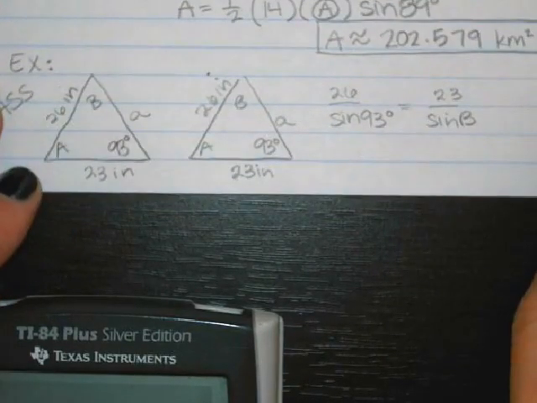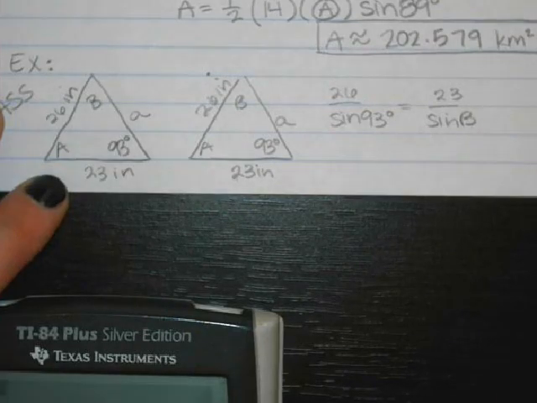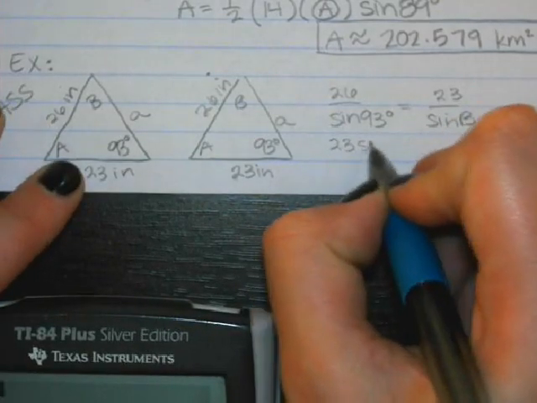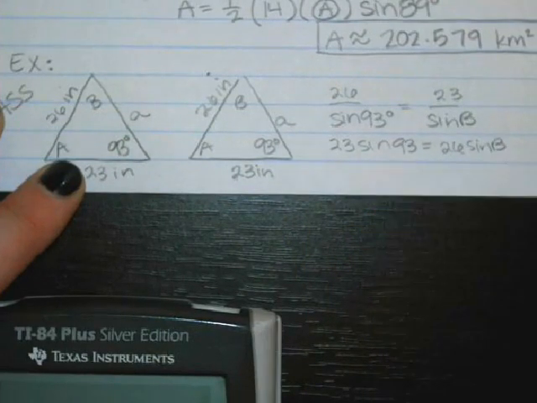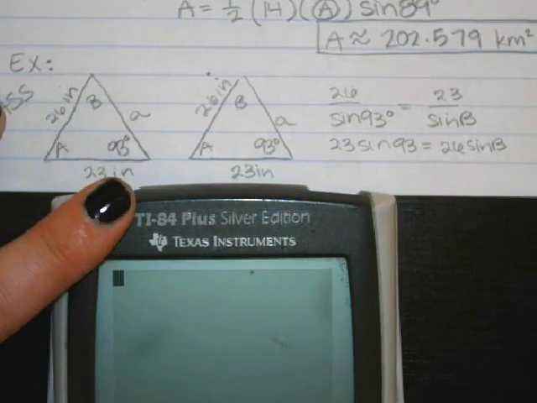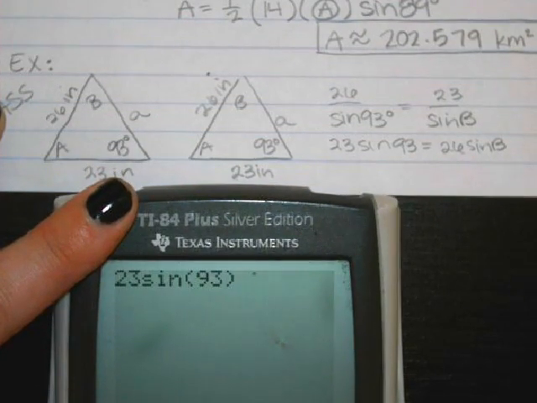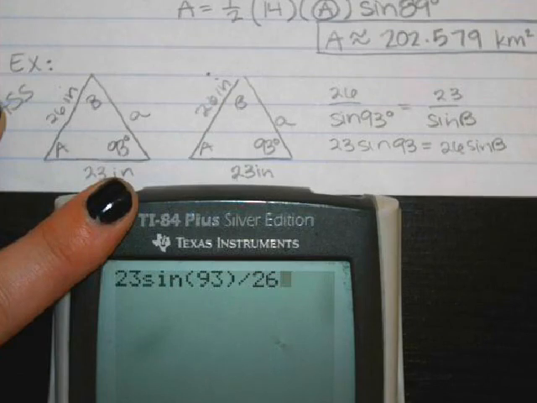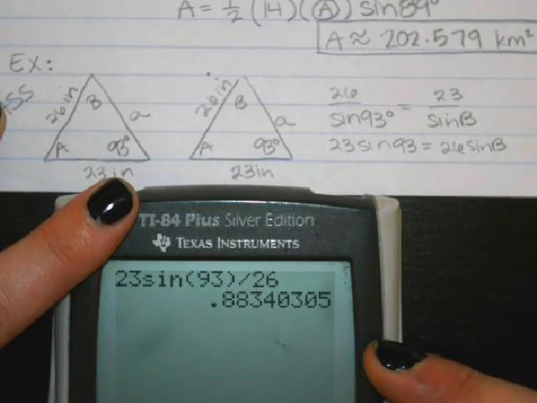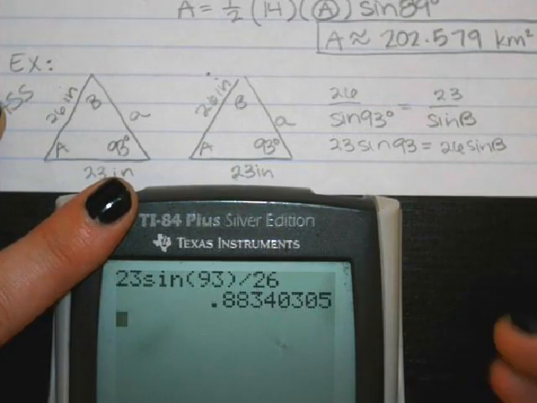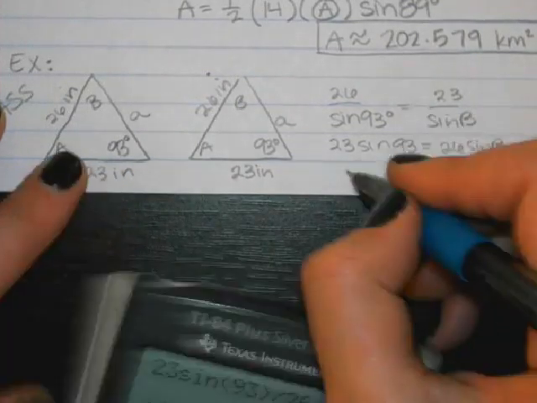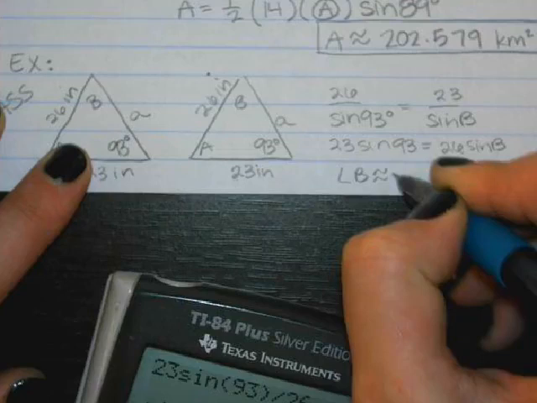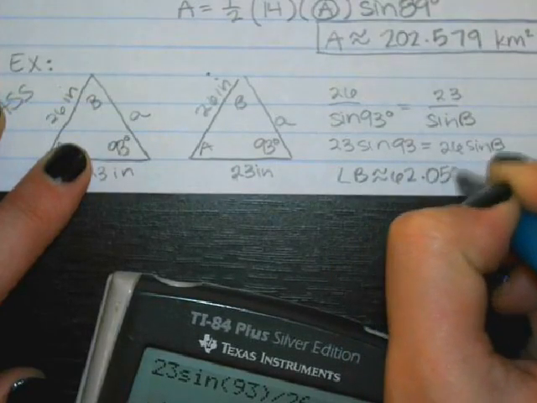Okay. 23 sine 93 equals 26 sine B. So we have 23 sine 93 divided by 26. So that decimal equals sine B. And how do I get angle B? So sine inverse of that, I get angle B is 62.056.